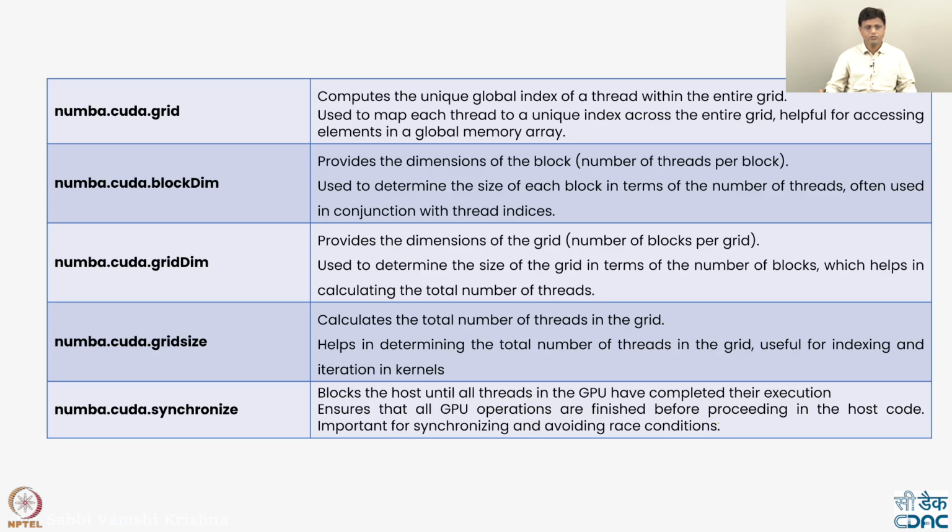Now, numba.cuda.grid, you can see this function. This function computes the unique global index of the thread within the entire grid. This functionality is not available in the CUDA programming model, where we have to calculate this unique ID by deriving some formula for 1D, 2D and 3D, but Numba does the work for you with one small function only.